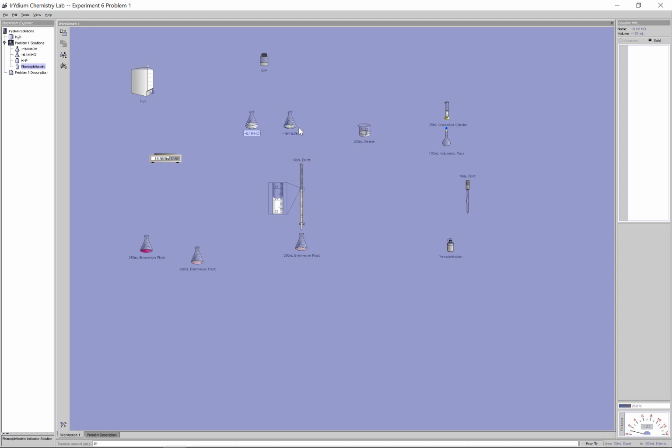So what I would do here is probably a dilution of some sort. Maybe dilute this one down by a factor of 10 or so, make this one about 0.1. When they're comparable, that will give you a little bit more fine-tuning, a little bit more detail for when that color change happens. So there's my NaOH solution here. I don't want to use it as is.